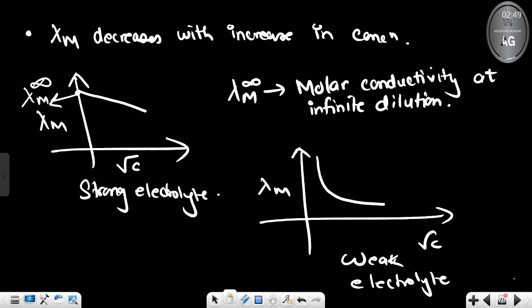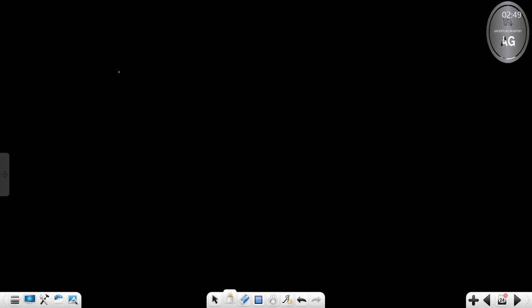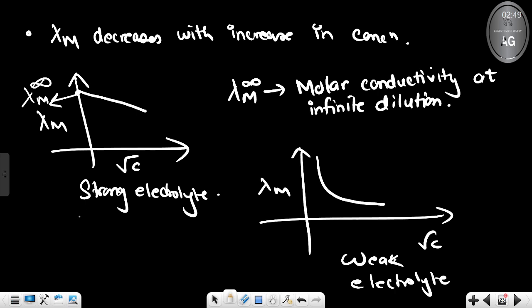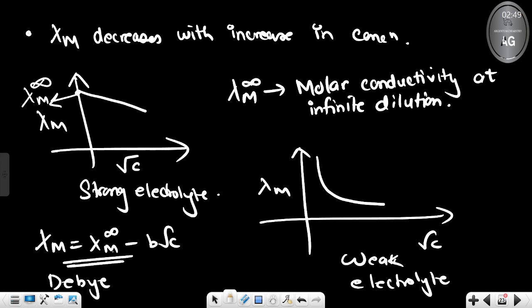There comes a new rule. It is called Kohlrausch's law. But before that, one more equation, not a big equation. Delta m is related to delta m infinity as delta m equals delta m infinity minus b root c. This equation is called the Debye-Hückel-Onsager equation. You have read it somewhere. Try to recall. Debye-Hückel-Onsager equation.